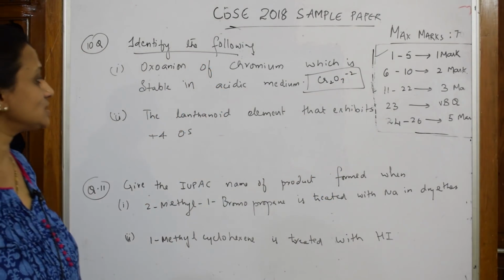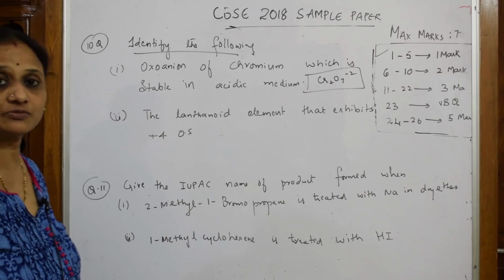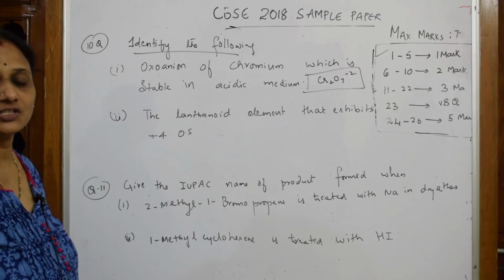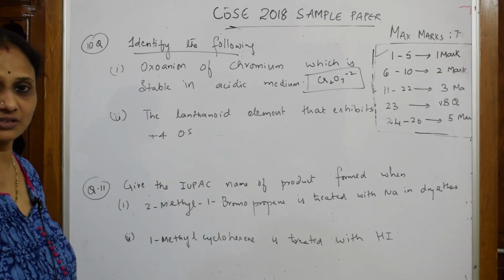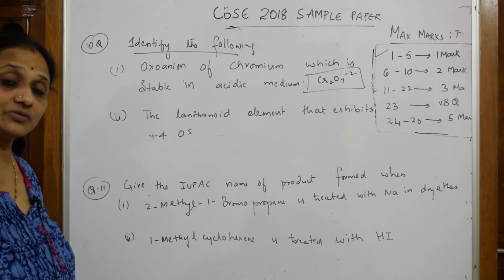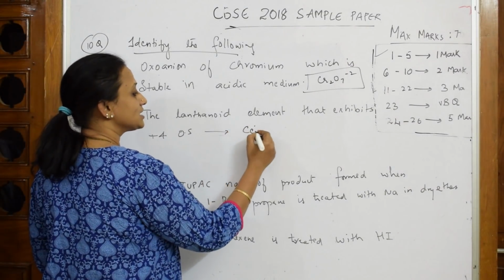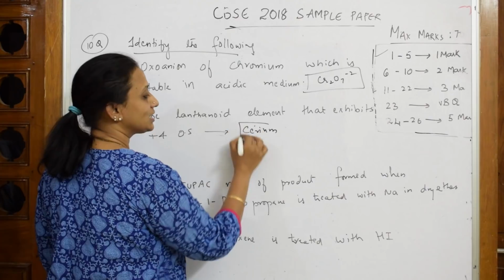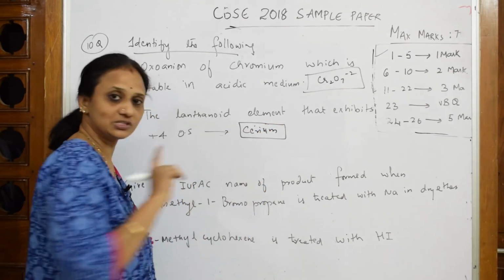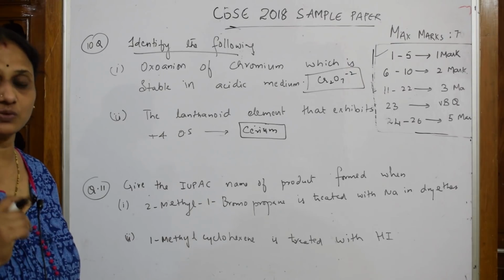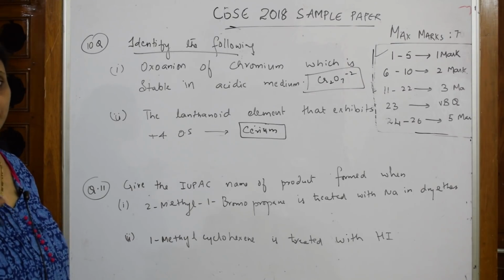Next one, the lanthanoid element that exhibits +4 oxidation state. Okay, lanthanoid, directly you need to go to the lanthanoid series. So lanthanum to lutetium, we have written, isn't it? In that they ask which exhibits +4 oxidation state. Here cerium exhibits +4 oxidation state. You can directly write this answer. I also did one video on oxidation states of lanthanides, so please watch that. Any question may be asked from any point, right?